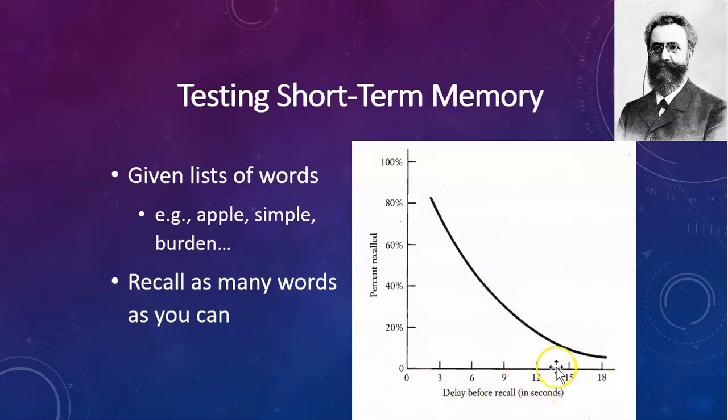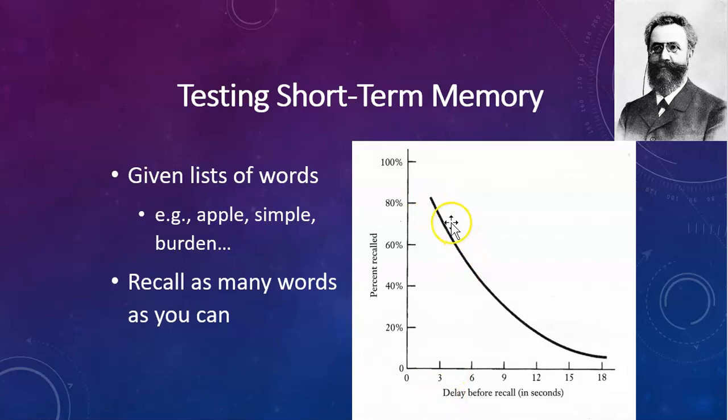Down on the x-axis, we have the delay before recall, so how long after you heard a list of words that you're asked to recall, and this is in seconds. And then on the y-axis, we have the percent recall. So if we have, say, 10 words, then after just 3 seconds, you'll be able to recall 8 of those words, so 80%.